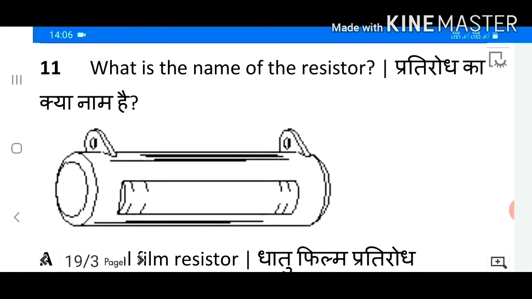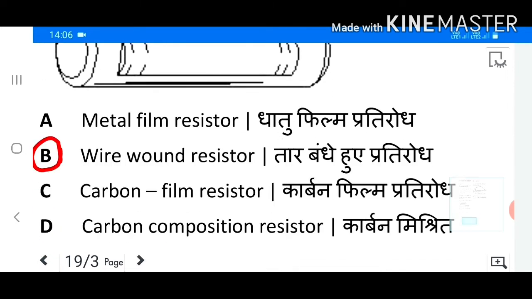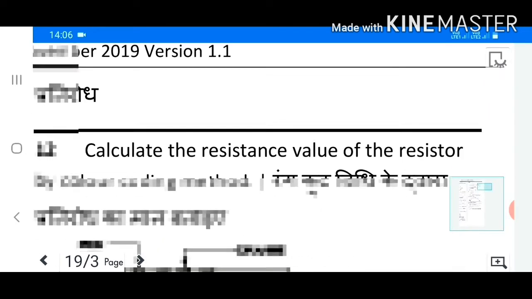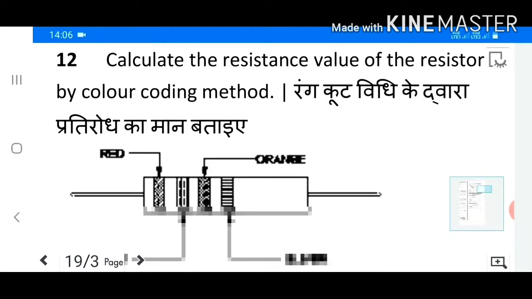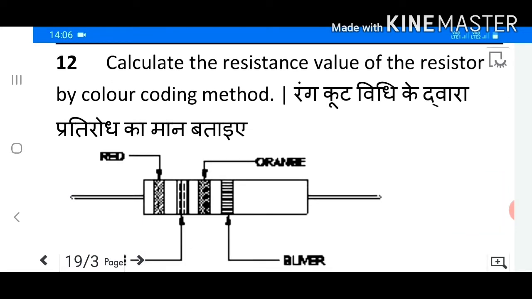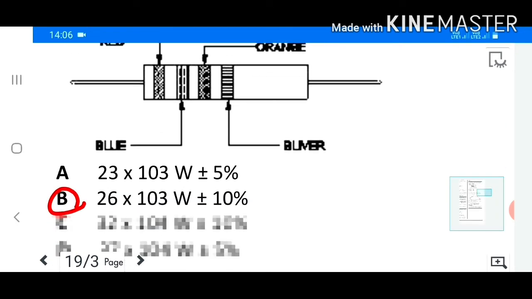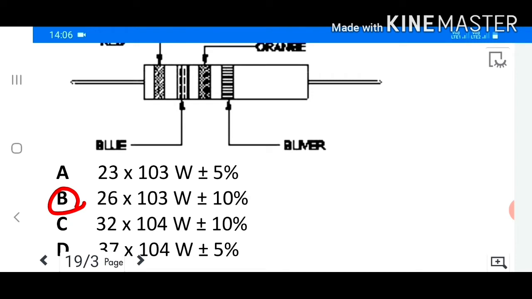11. What is the name of the resistor? Answer B. Wire wound resistor. Question number 12. Calculate the resistance value of the resistor by color coding method. Answer B. 26 into 103 watt plus or minus 10%.